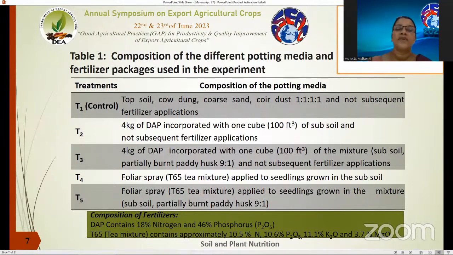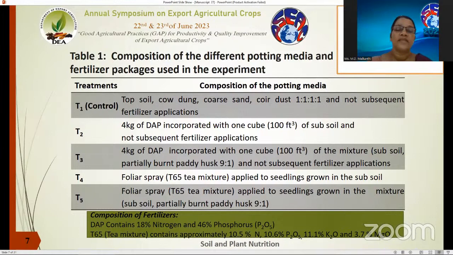Treatment 1 is topsoil, cow dung, coarse sand, and coir dust in a 1 to 1 to 1 to 1 ratio, with no subsequent fertilizer applications. Treatment 2 is 4 kg of diammonium phosphate incorporated with 1 cube of subsoil and no subsequent fertilizer applications. Treatment 3 is 4 kg of diammonium phosphate incorporated with 1 cube of the mixture of subsoil and partially burnt paddy husk and no subsequent fertilizer applications.